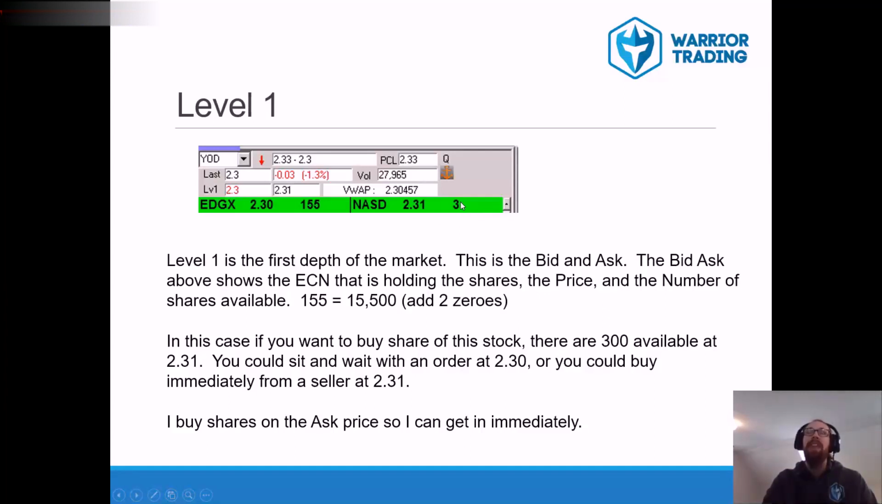If you wanted to buy 10,000, well, that becomes a little bit of an issue, right? Because there's only 300 shares for sale. And that's when you need to get a better understanding of the depth of the market. Now, if you wanted to sell, you could sell 15,500 shares right now to this guy here. He's sitting there holding up, he's got an order there, so you could go ahead and place that order if you want to.